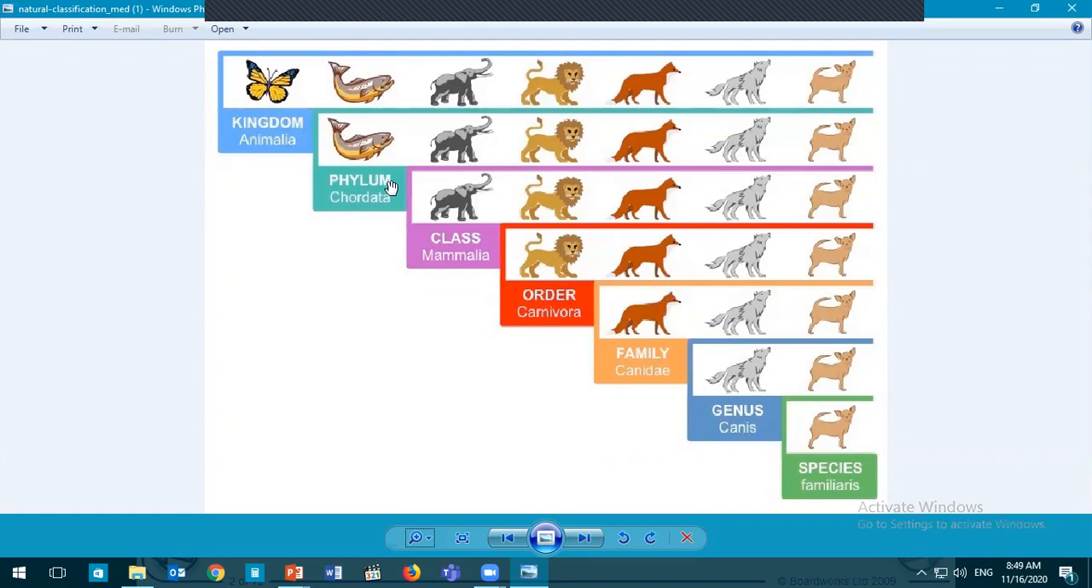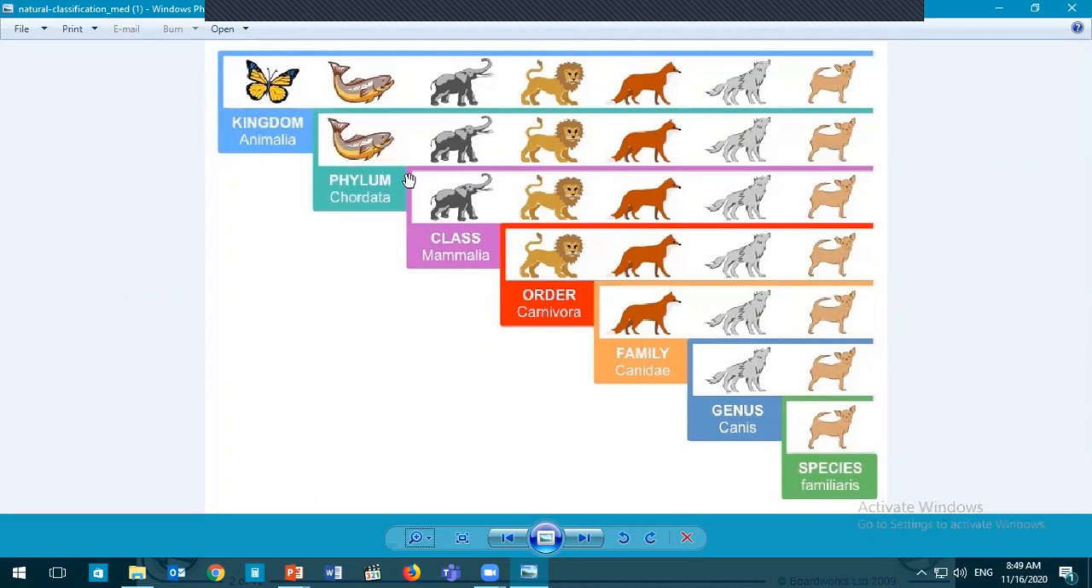Okay, so when I say phylum in here, this is the second group, the second level of classification. This phylum contains all the animals that have a backbone. Can you see? So the butterfly from the kingdom was removed because butterflies are not vertebrate animals. They are invertebrates. They do not have a backbone. Can you guys see this?